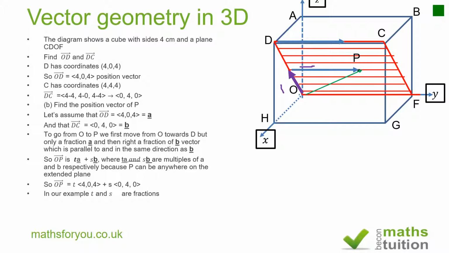It just happens that in this case T and S will be fractions, but it doesn't matter, because if you extend the plane CDOF, P could be anywhere on that plane, so T can be any number. I hope all that made some sense, and just to summarize, the position vector OP will be TA plus SB. So we're adding two multiples there.